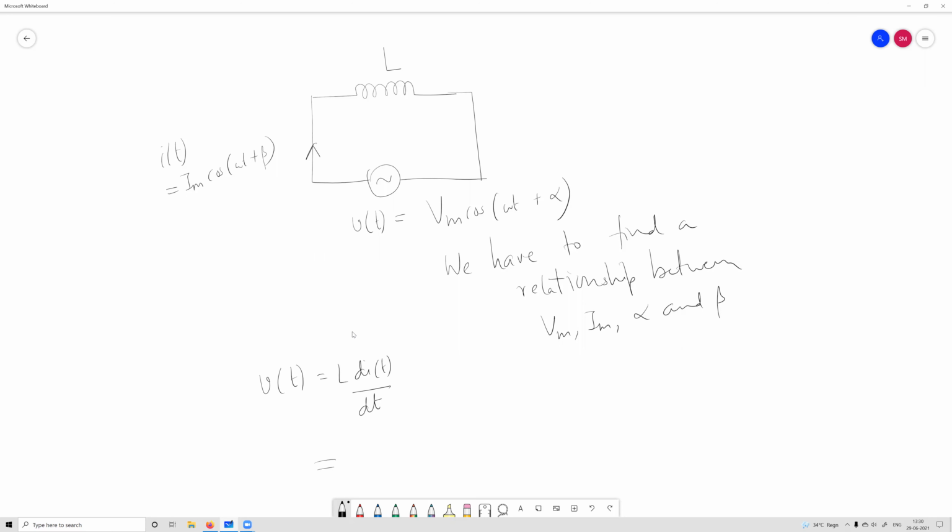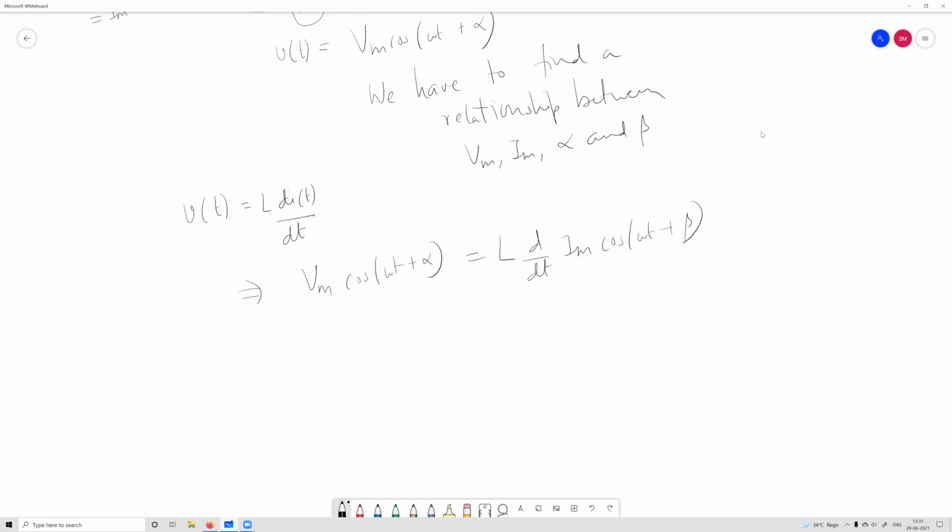So we know Vt, we know It. Let us put them in the equation. Vt is Vm cos(omega t plus alpha) equal to L d/dt of Im cos(omega t plus beta). We can differentiate it. We can write this as L Im omega times minus sine of (omega t plus beta).